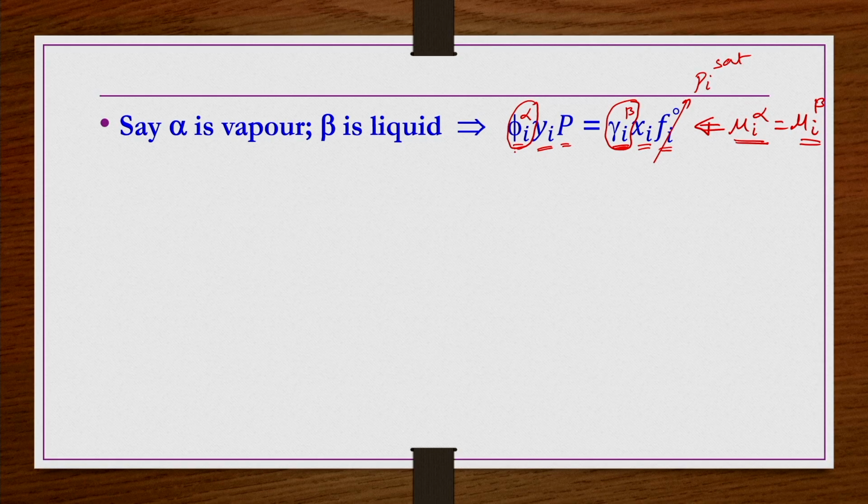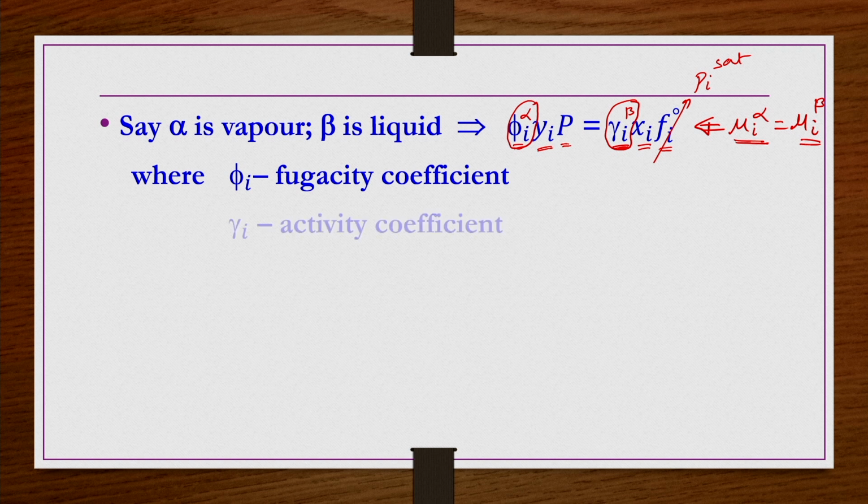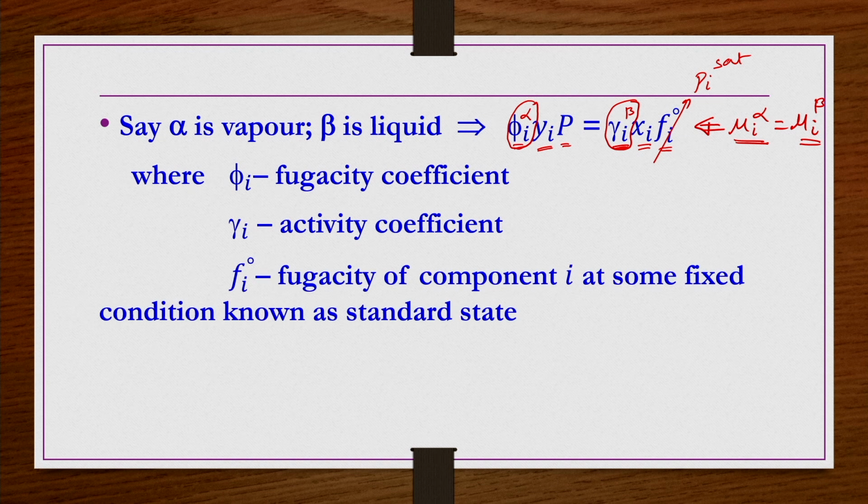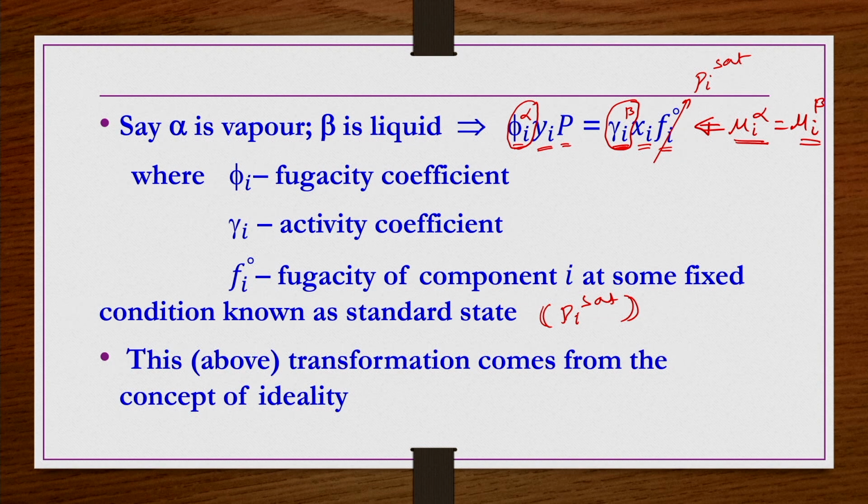Further, these auxiliary functions, fugacity and activity, are coming from the concept of ideality, ideal behavior or ideal phase kind of thing. How it is, that we can see. Phi I is nothing but the fugacity coefficient, and then gamma I is nothing but the activity coefficient. Fi naught is the fugacity of component I at some fixed condition known as standard state. So, in general it is taken as PI sat for many cases as a standard reference.